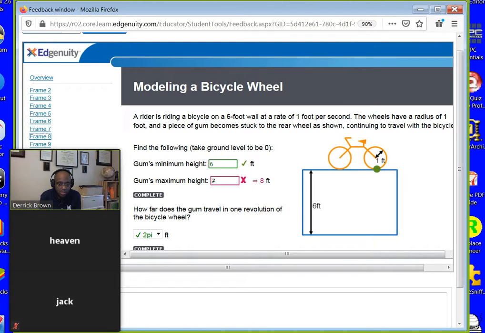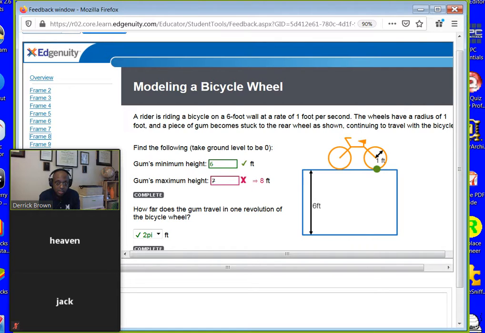You're riding a bicycle on a 6-foot wall. I'm going to give you that. I don't know why you do that, but that's what you're doing. You're riding at a rate of 1 foot per second. I would rather walk. That doesn't sound like you're going that fast. But I'll give you that too. Wheels have a radius of 1 foot. A piece of gum becomes stuck to the rear wheel and continues to travel with the bicycle.